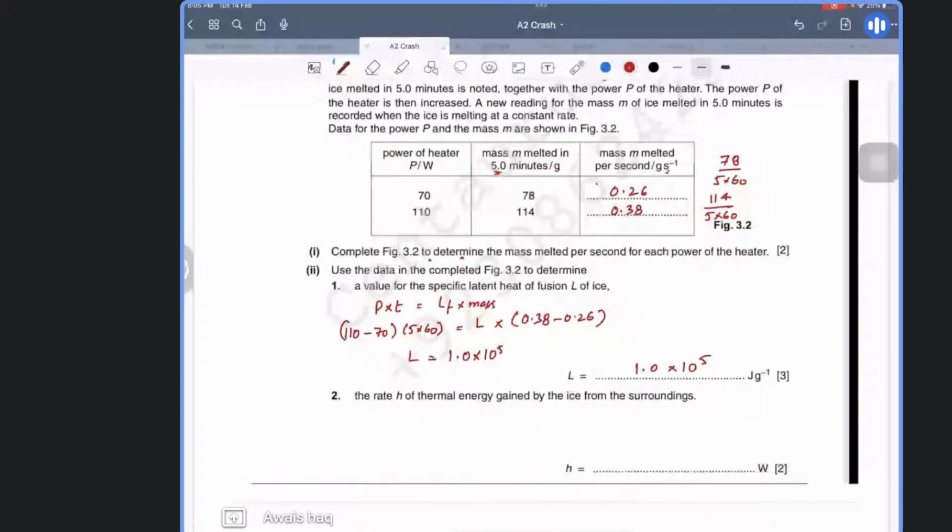Okay. Then it says the rate of thermal energy. Now you can pick any equation, like this one, this one, this one. And you can say, okay, power times time plus the power that was from the surroundings in this time goes into latent heat times the mass, right? So first of all, power times time, you can take 70, and we want to find this rate. The latent heat we have found as this one, and the mass rate was basically 0.26. Now can you find H, please?